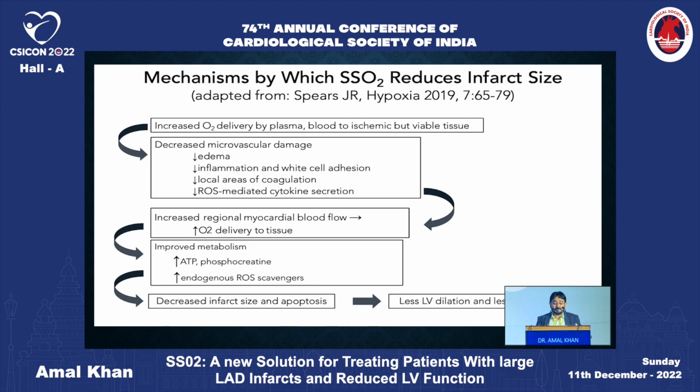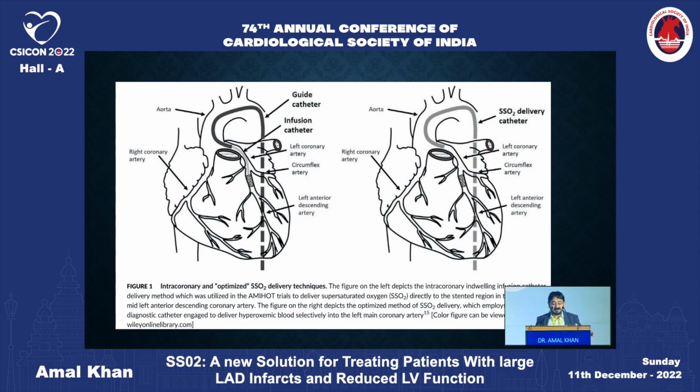This supersaturated oxygen also acts on reducing the infarct size. It increases the oxygen delivery by the blood to the plasma and leads to decreased microvascular damage, leading to decreased edema, decreased inflammation and white cell adhesion, decreased local areas of coagulation, and decreased reactive oxygen species mediated cytokine reactions. It also increases regional myocardial blood flow and oxygen delivery to the tissues, improves metabolism by increasing ATP and phosphocreatine production, and increases endogenous ROS scavenger production. It ultimately decreases infarct size and decreases apoptosis of the myocardial cells, and thus lessens LV dilatation and LV remodeling. So this is the basic mechanism.